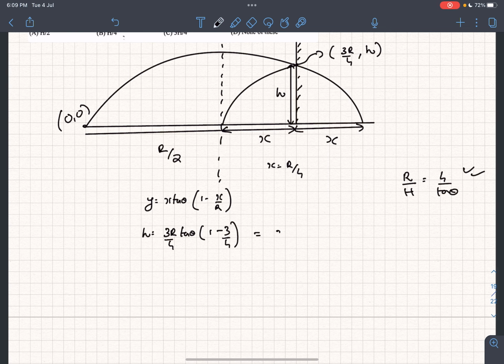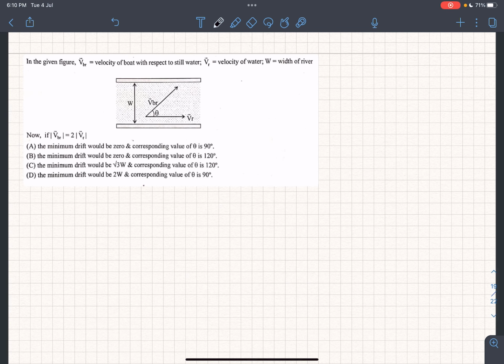So this would be 3 by 16 r tan theta. Now for a projectile motion, the ratio of its range to its maximum height is actually equal to 4 upon tan theta. From here, you can see r tan theta is simply 4h. So if I substitute it over here, I'll get the answer as 3h by 4, which is option C. Moving on to the next problem.